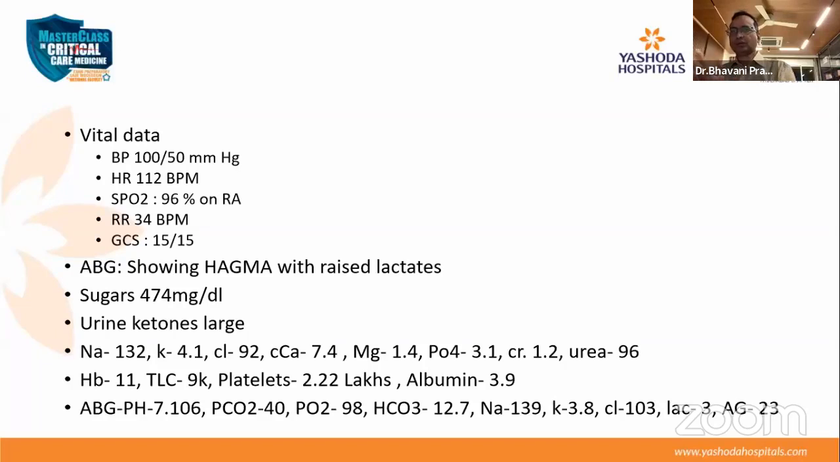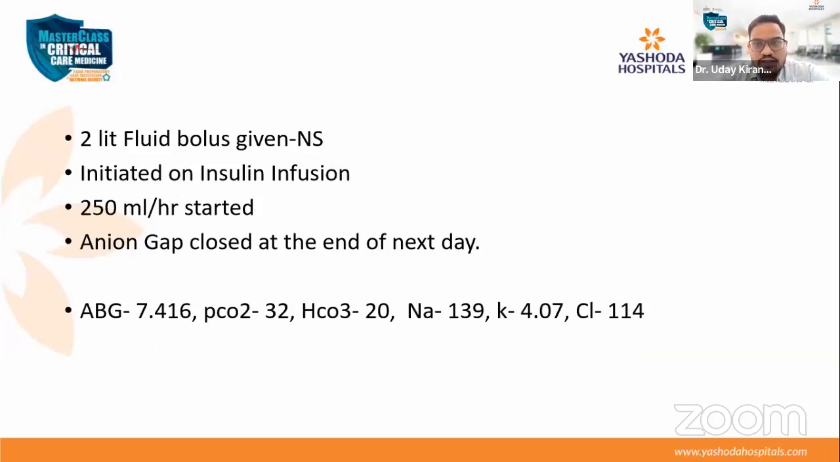Move on, please. Yes, sir. Initially, we gave a 2 liter fluid bolus of normal saline and initiated an insulin infusion. Initial potassium value was 4.1. So how much insulin will you start here? We started 0.1 unit per kg bolus, followed by 0.1 unit per kg per hour infusion. After the initial 2 liters of normal saline, we started 250 ml per hour normal saline.